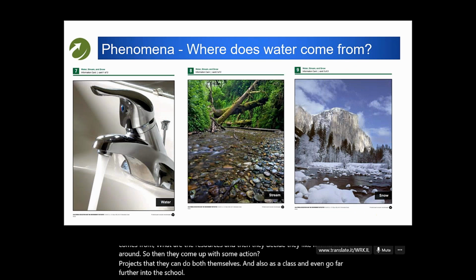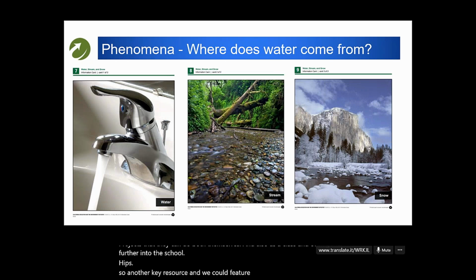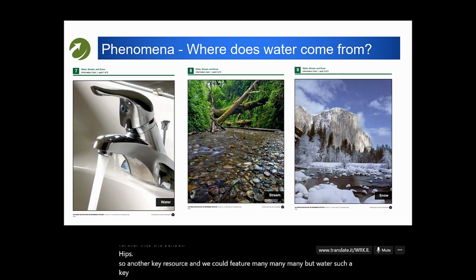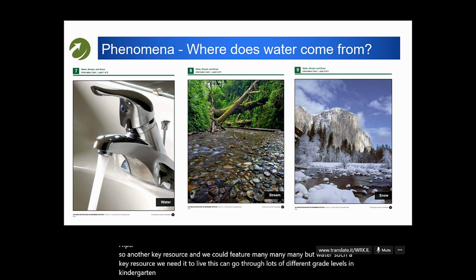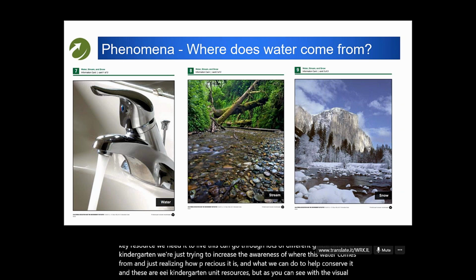So another key resource, and we could feature many, many, many, but water, such a key resource. We need it to live. This can go through lots of different grade levels. In kindergarten, we're just trying to increase the awareness of where this water comes from and just realizing how precious it is and what we can do to help conserve it. And these are EEI kindergarten unit resources, but as you can see with the visual aids, they could be used at a variety of different grade levels.